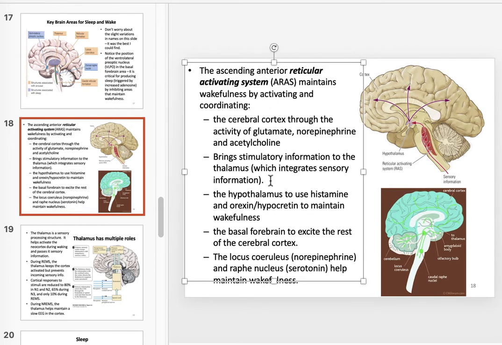It helps integrate and bring sensory information into the thalamus. Remember, the thalamus is about all sensory information. So what's happening in our environment, what's touching our skin, what do we smell, what do we hear? It coordinates with the hypothalamus, that basal forebrain area. And then, of course, it's adjacent to, because it's in the brainstem, norepinephrine and serotonin centers with regard to the locus coeruleus and the raphe nucleus.